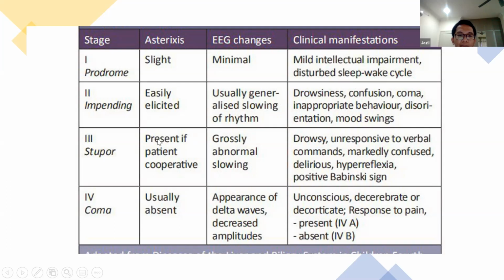Stage 3, the patient is drowsy and unresponsive to verbal commands, with grossly abnormal EEG or slowing. For stage 4, I'm not quite sure because they say the asterixis is usually absent. But in the case of coma, I'm not sure how it could be present because the patient is in coma. I would like to ask further on this. I'm a bit confused. Apart from that, on EEG changes, you can see the appearance of delta waves or decreased amplitudes.